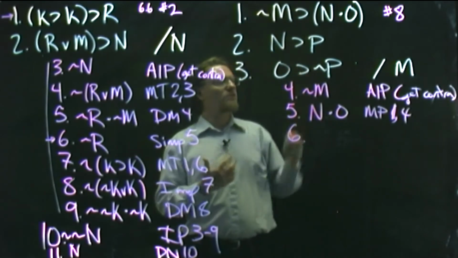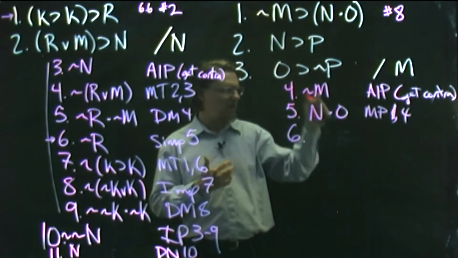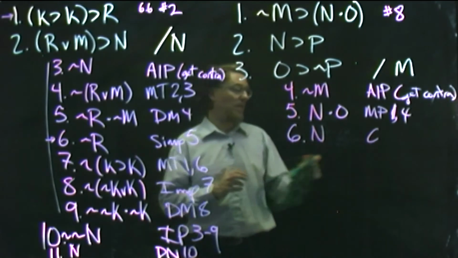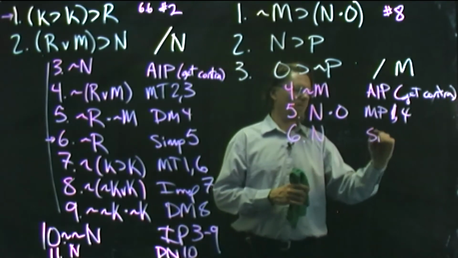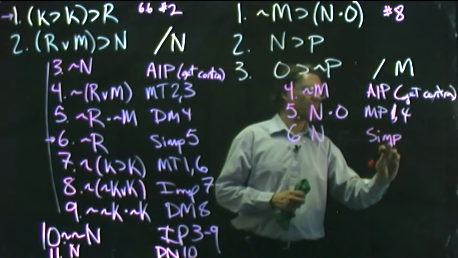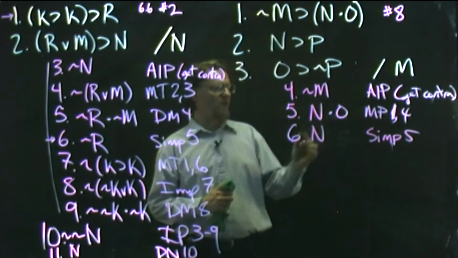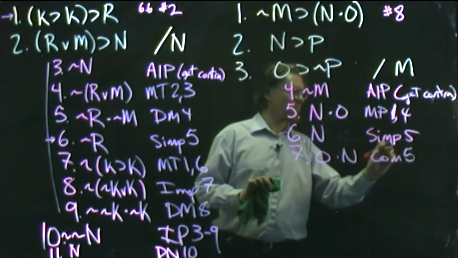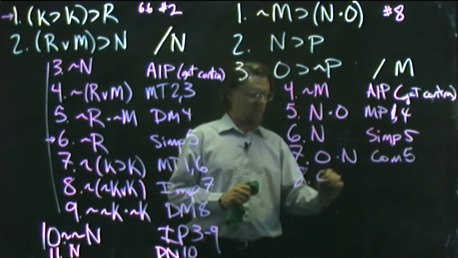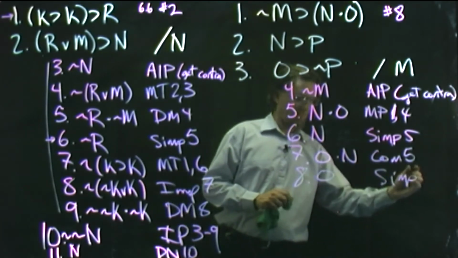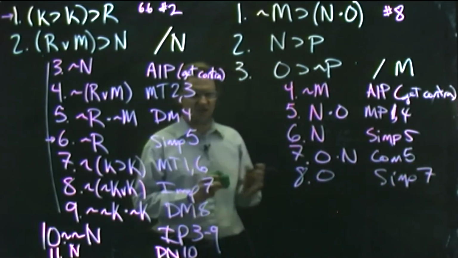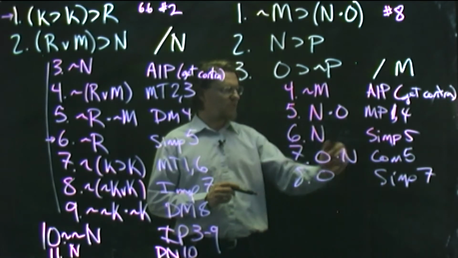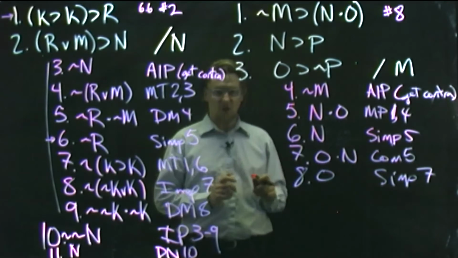So can I use these other premises? Well, look. N is here, O is there. I've got n dot o. So I think we can recognize that we just want to break down number 5. So we're going to simp number 5 to get the n. We're going to do com, enabling us to simp number 7 to get the o, right? So it's a quick process there just to break down n dot o, simp the left-hand side, spin it around with commutativity, and then simp off the o.